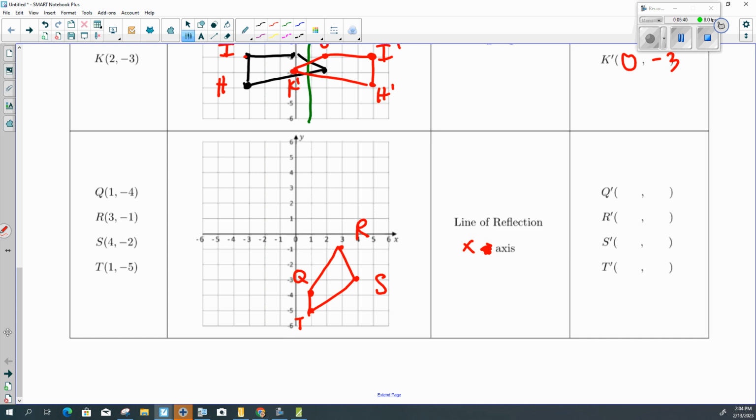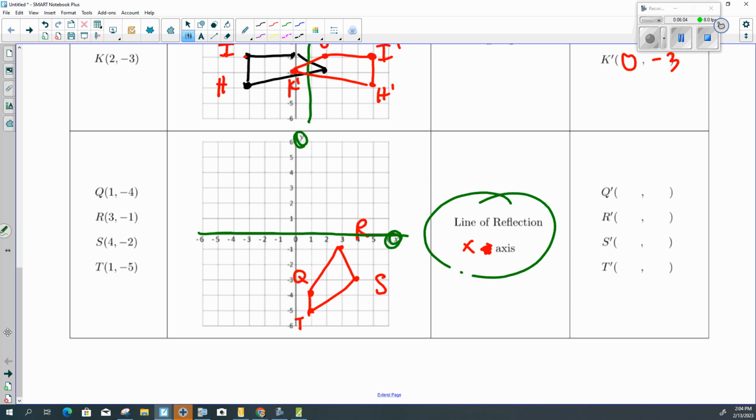Maylee, where's the x-axis? If the line of reflection is the whole entire x-axis, where is that one? Yep, so the y-axis is the up and down axis, and the x-axis is the side-to-side one. And now, like I said, we are going to use these counting methods.